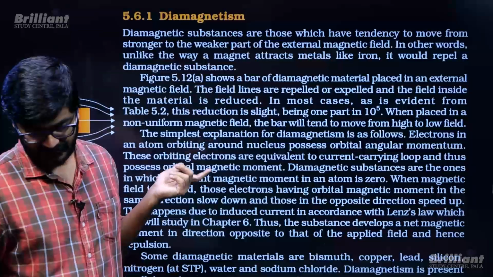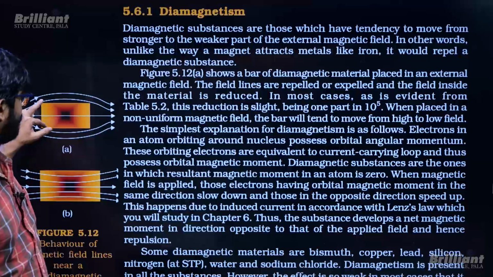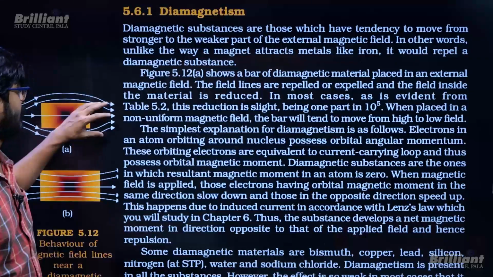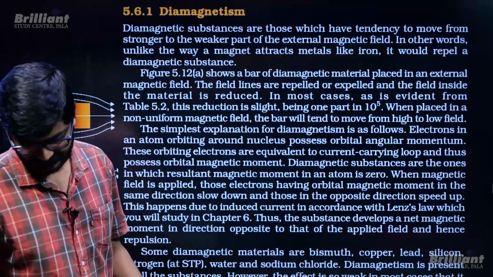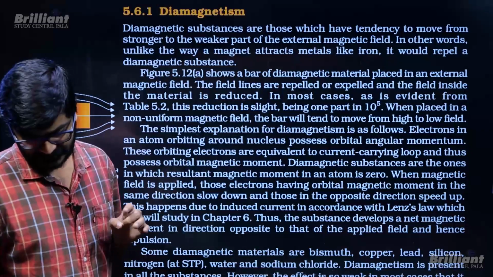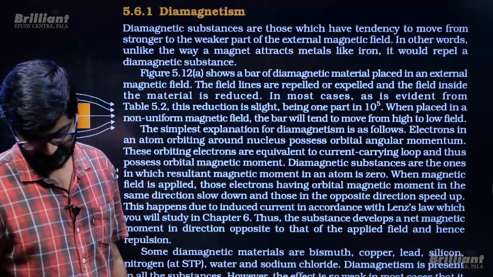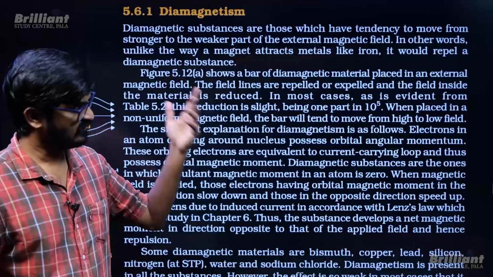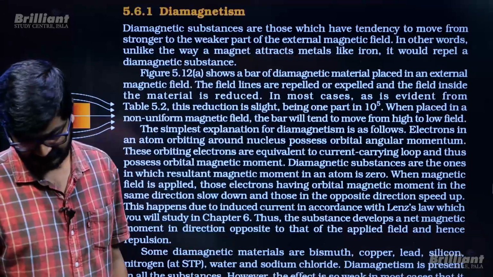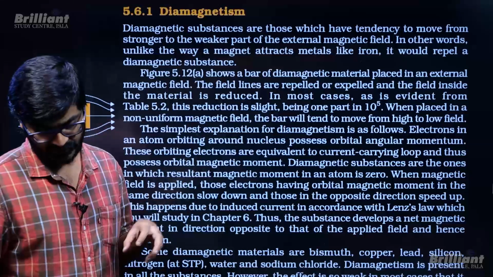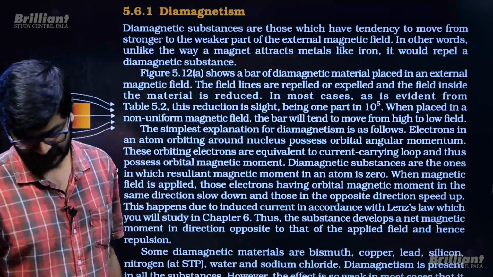It shows a bar of diamagnetic material placed in an external magnetic field. The field lines are repelled or expelled. So even if you apply a uniform magnetic field, the field inside is going to become less than whatever you applied. In most cases, as is evident from the table, the effect is slight, being 1 part in 10 power 5. So the chi value is only 10 power minus 5, very small, right? When placed in a non-uniform magnetic field, the bar will tend to move from high to low field. So we'll come back, then you will understand what that means.